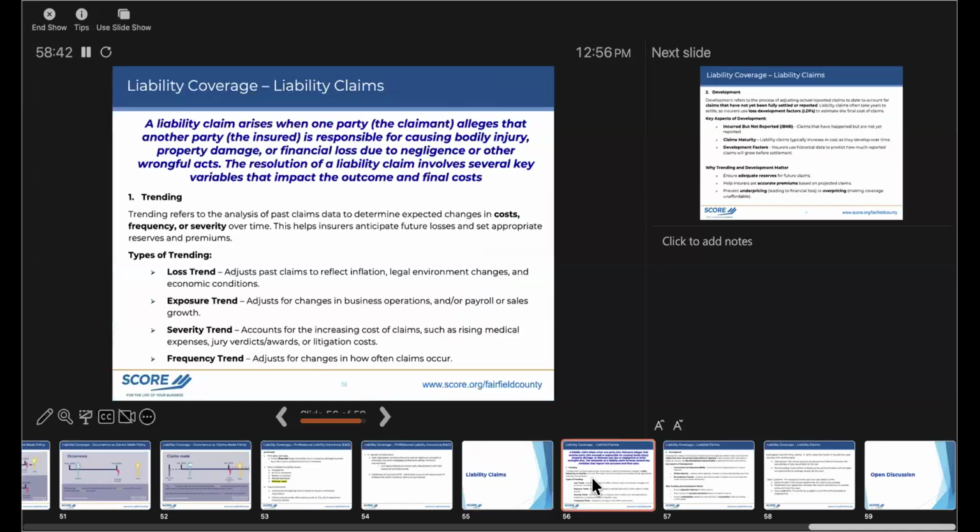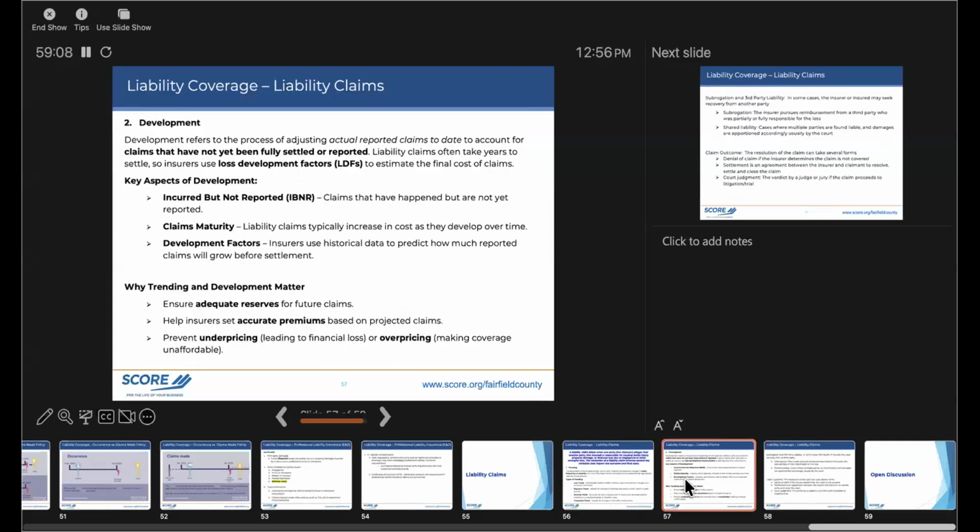Liability claims, as quickly as I can. There's a whole lot of things that go into claims and liability claims. You know, what your loss trend is, what your exposure is. Have you increased your autos from 100 to 1,000? How severe are your claims? Do you have a lot of little claims, which would be a frequency trend, or do you have just a few big claims? Okay. And then development, what happens is underwriters look at the current data and they develop it.